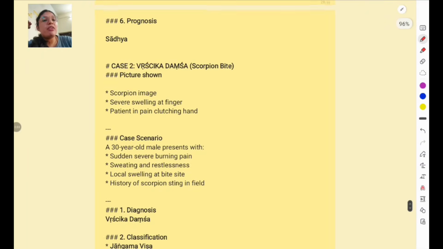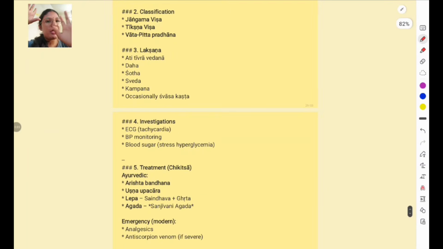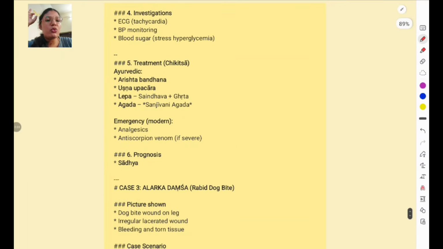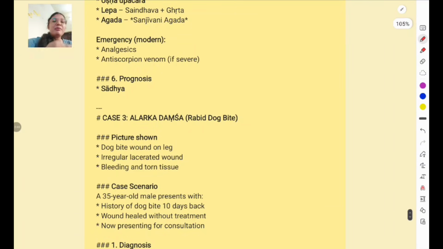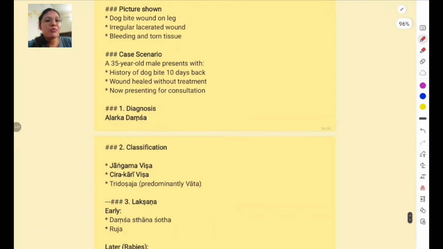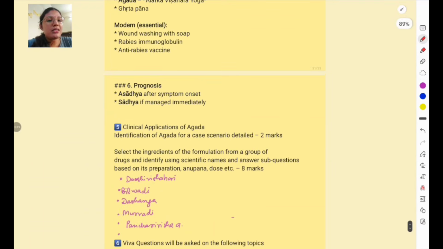The second case I have written is for Vrishchika. Some case scenario like that will surely be there, and you have to identify it correctly. You can see some examples in our PPT. One of the cases I have written is for Alarka Damsha, rabbit or dog bite, which is also important and given in the syllabus.